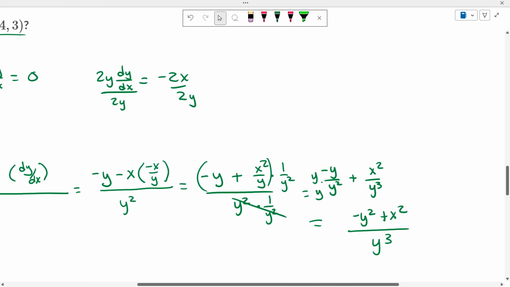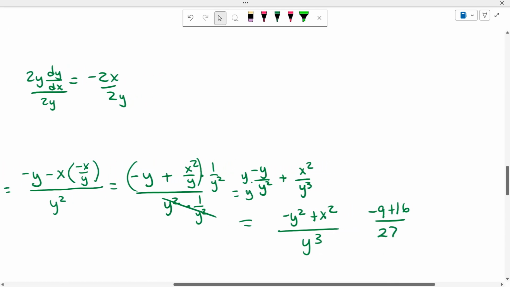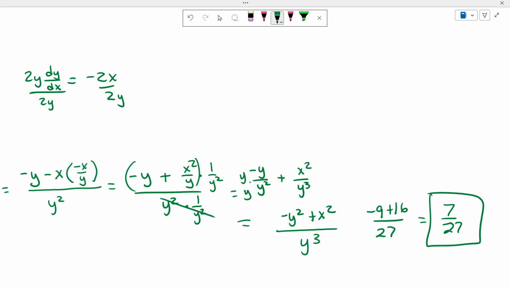Could you just plug the values in? You could have plugged it in way back here on this one. I forgot we were plugging in values. We wouldn't have had to go that far, but okay. Still, put in a 3, we get negative 9 plus 16 over 27, right? So it is 7/27. It's concave up because it's positive.